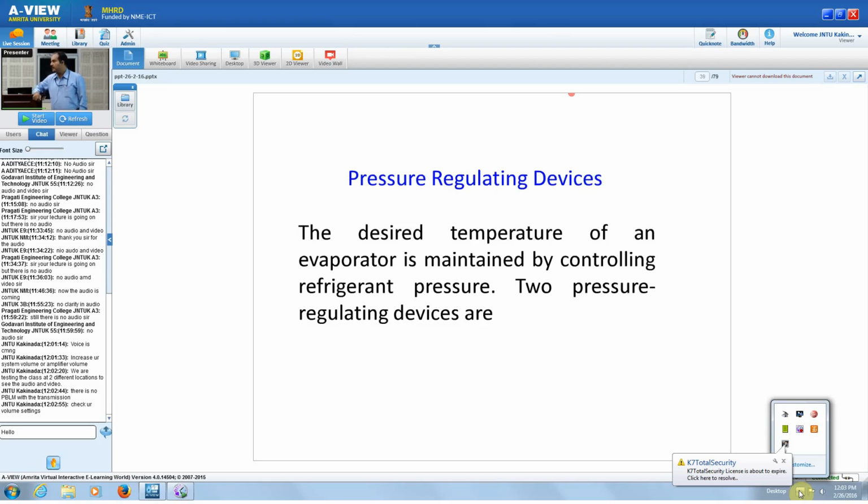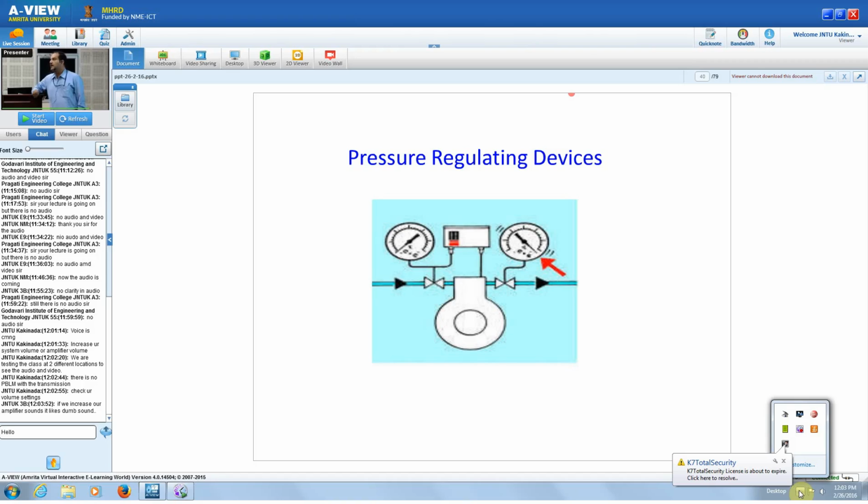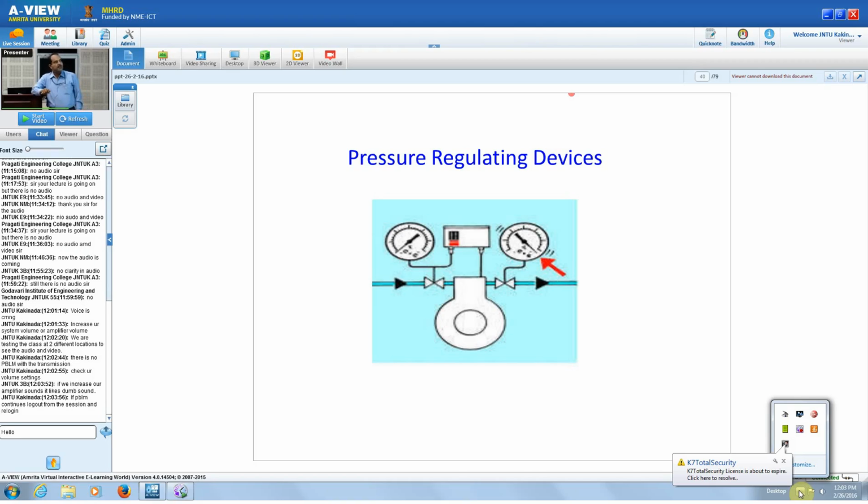Then the pressure regulating valve, that is the expansion valve: the desired temperature of the evaporator is maintained by controlling the refrigerant pressure. Two pressure regulator devices are there. Before entering the evaporator, we are using the pressure regulating valve. This is the pressure regulating valve, right? This is before coming to the compressor. This is the compressor, and this is before going to the condenser. These are the two pressure regulator valves.